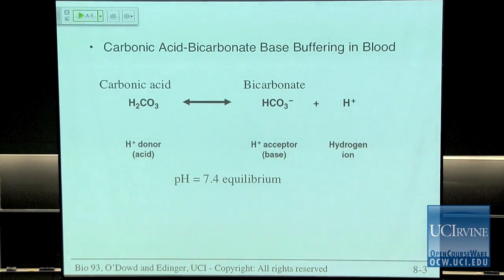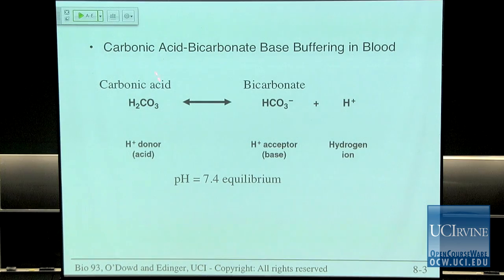And I showed you this equation. We have carbonic acid on this side, H2CO3, and this is a hydrogen ion donor. We have bicarbonate, HCO3, it's a hydrogen ion acceptor, and here's the free hydrogen ion. So in this equation, we have carbonic acid. If it donates a hydrogen to the solution, then it becomes bicarbonate, and there's a free hydrogen ion in solution. At equilibrium, then, there is no net movement between the concentration of carbonic acid and bicarbonate, and that's at pH 7.4.